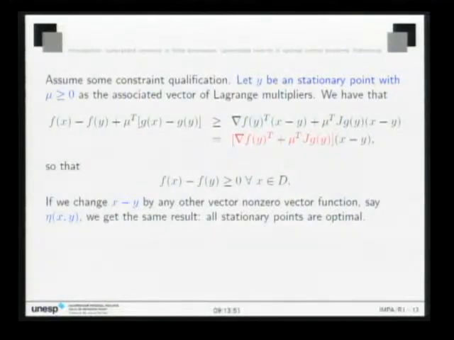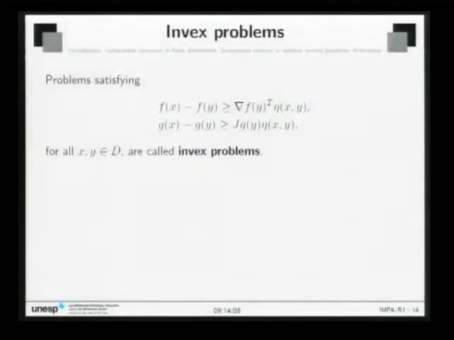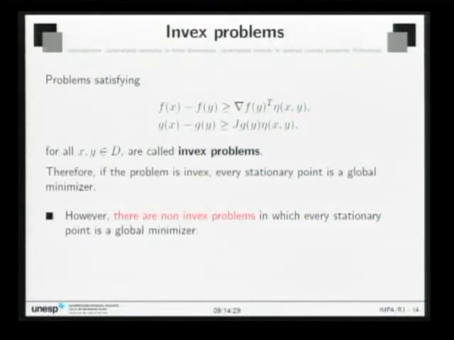Sorry, I did some confusion here. We are saying that we can replace this x minus y here by any eta here, and we have the same kind of inequality. We can have this inequality here and have the same property that every stationary point is a global minimizer. And problems which satisfy this we call invex. We are copying the convex programming problems. So if they are invex, we call it an invex problem. But the thing is, invex problems are a small class that obeys this property that every stationary point is a global minimizer.